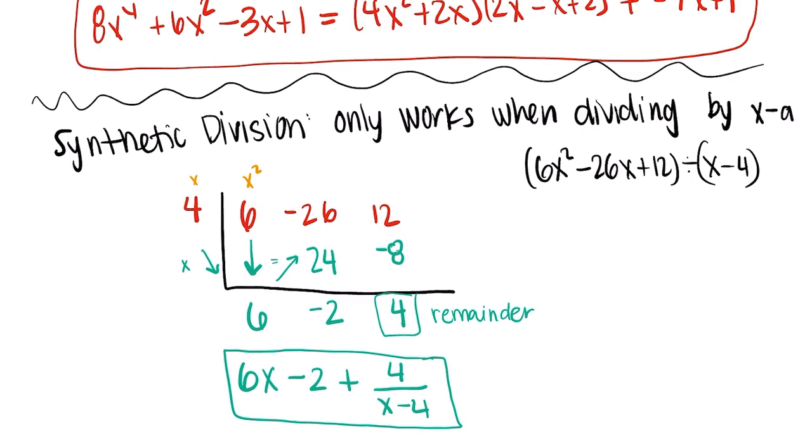So if you're dividing by a linear binomial with a leading coefficient of 1, you can do the synthetic division method. Box, long division, all of the ways work. But if this is anything other than a linear binomial with a leading coefficient of 1, then we can only use the other 2 methods.